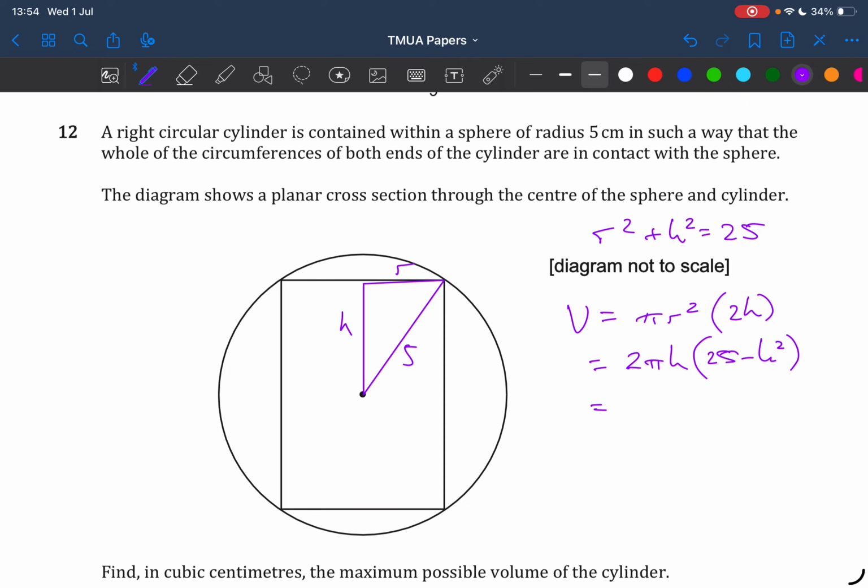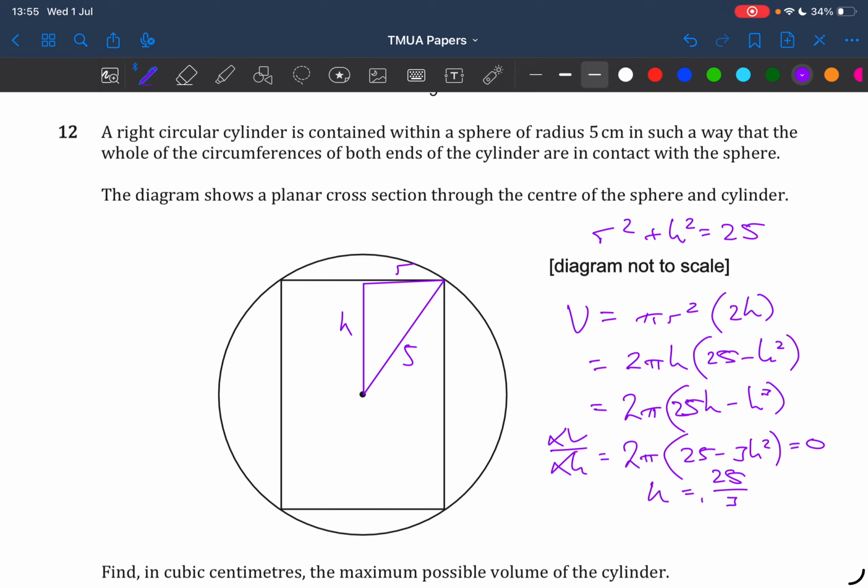And then expand those brackets, what am I going to get? No, let's leave the 2 pi at the front. 2 pi out there. 25h minus h cubed. So now we can differentiate. dV/dh will be, we'll leave the 2 pi, I have a 25 minus 3h squared. And we want that equal to 0. So h will be 25 on 3, all square rooted, or 5 root 3 on 3 for the h.